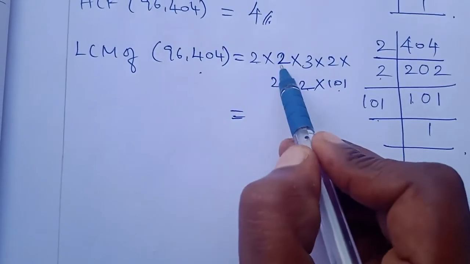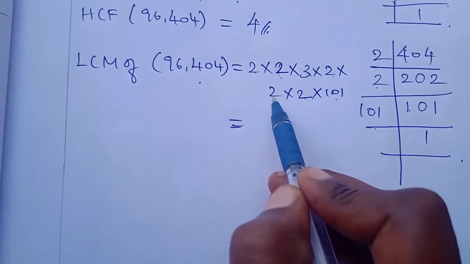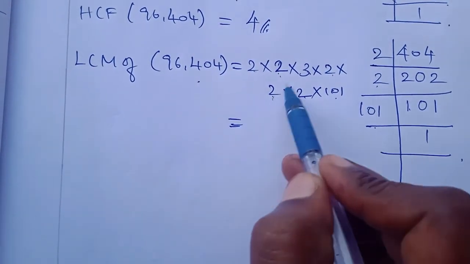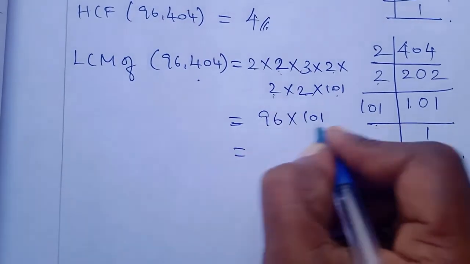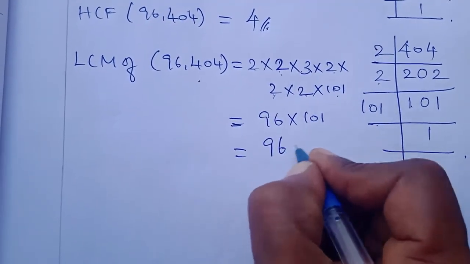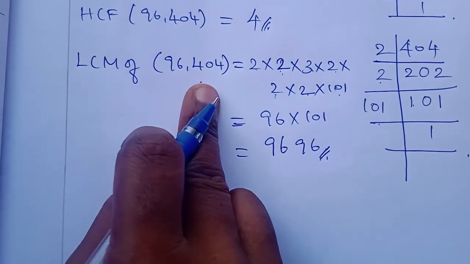First multiply 2 into 2 is 4, 4 threes are 12, 12 into 2 is 24, 24 into 2 is 48, 48 into 2 is 96. So 96 into 101. Again multiply these two numbers and you will get the answer 9696. This is the LCM of 96 and 404.